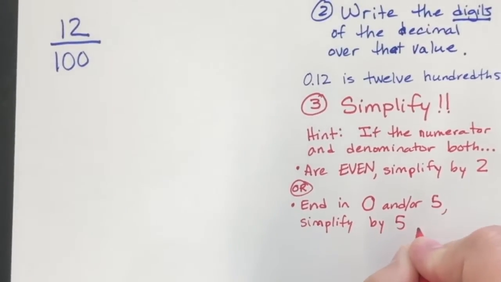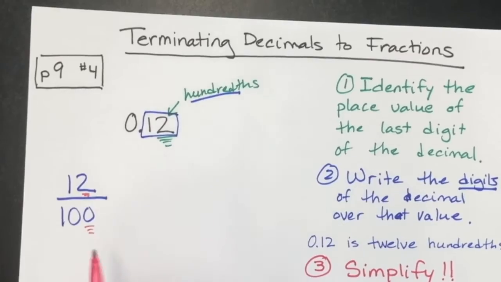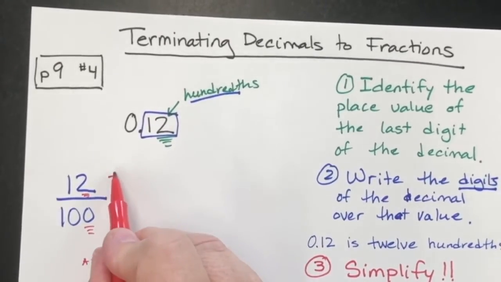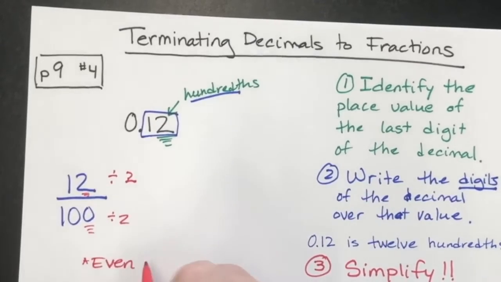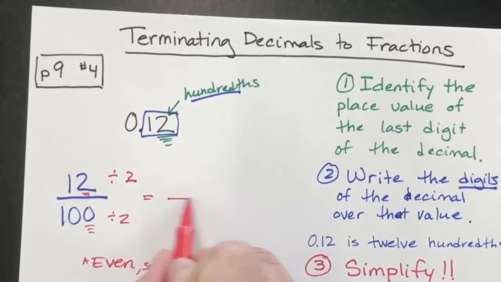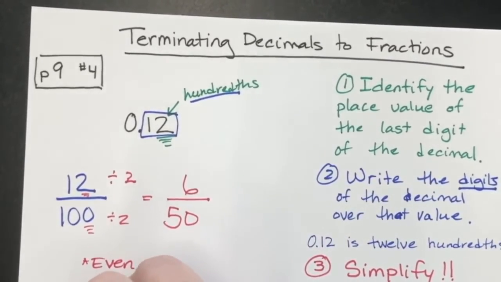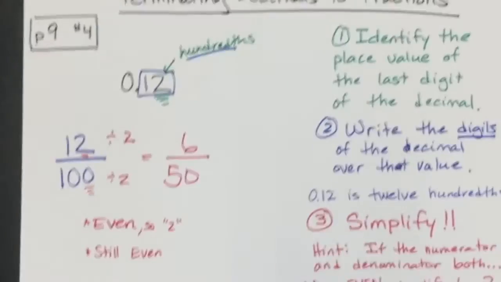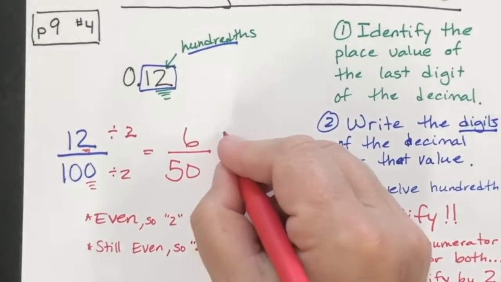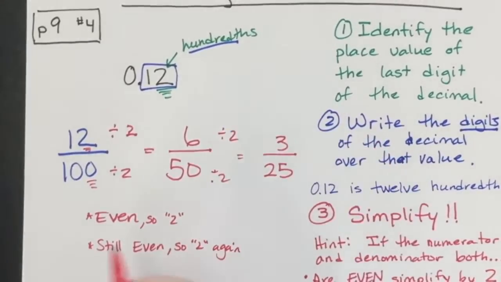So right now we are looking at 12 and 100. 12 is even and 100 is even. So that means that we can simplify both of those values by 2. They have to both be even. And 12 divided by 2 is 6. 100 divided by 2 is 50. We are not done. They are still even. 6 is even and 50 is even. So now we need to divide by 2 again, and we get 3 over 25.